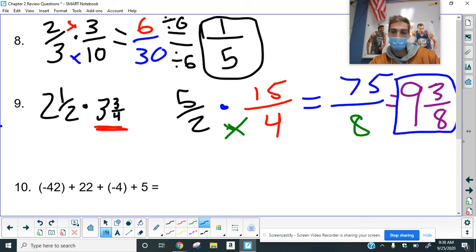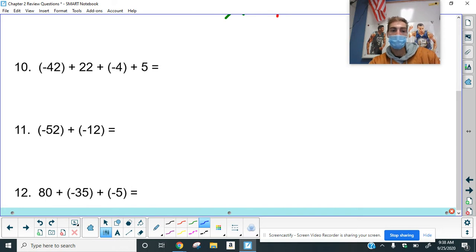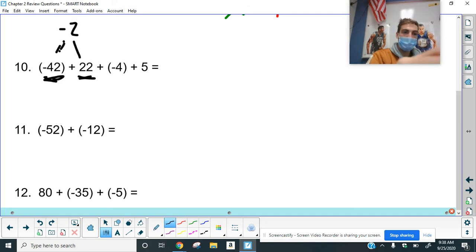Next, I'm looking at problem 10, and that is negative 42 plus 22 plus negative 4 plus 5. Now, the chips would take too long, and the number line would also be kind of messy. So I'm just going to do negative 42 plus 22, and that would give me negative 20. And now I'm going to do negative 4 plus 5, and that's going to give me a positive 1.